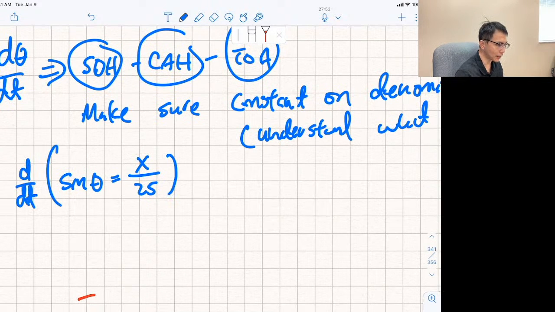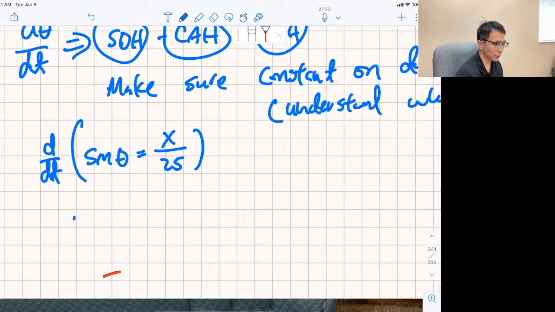And what's the nice thing is this. There was a chain rule involved. And here it's going to be cosine of theta times d theta dt, which is the thing you were looking for. It's equal to, well, derivative of x over 25. If you use quotient rule, I'm going to beat you.